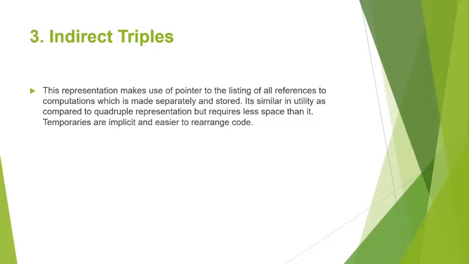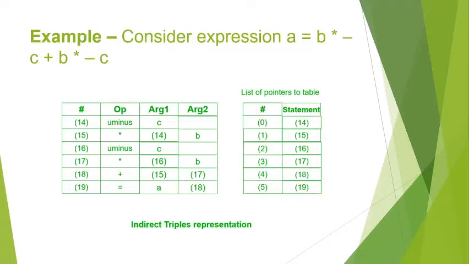So the next representation is indirect triple representation. This representation makes use of pointers to a listing of all references to the computations, which is made separately and stored. That means it uses a separate table for references, so it is better compared to the quadruple representation. So this is the example representation of this. In this indirect triple representation, we are using a separate table for the pointers. This pointer directly points to the values of each of these statements. So this is what we call indirect triple representation.